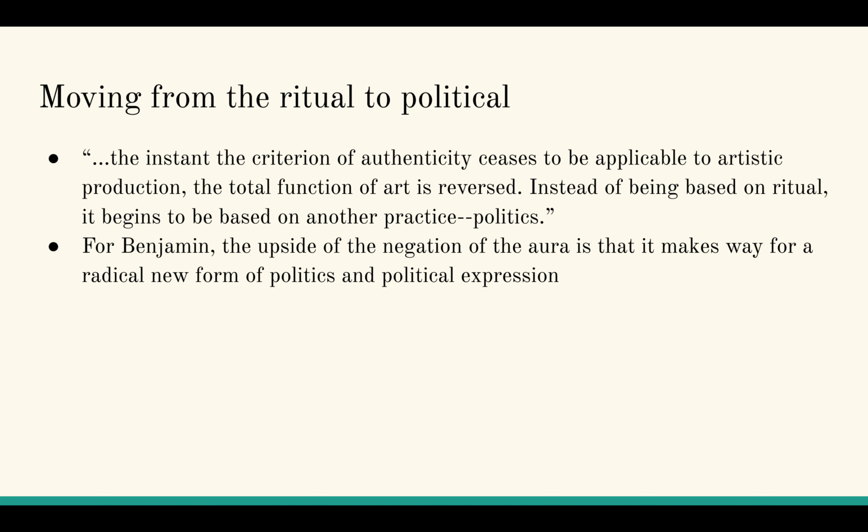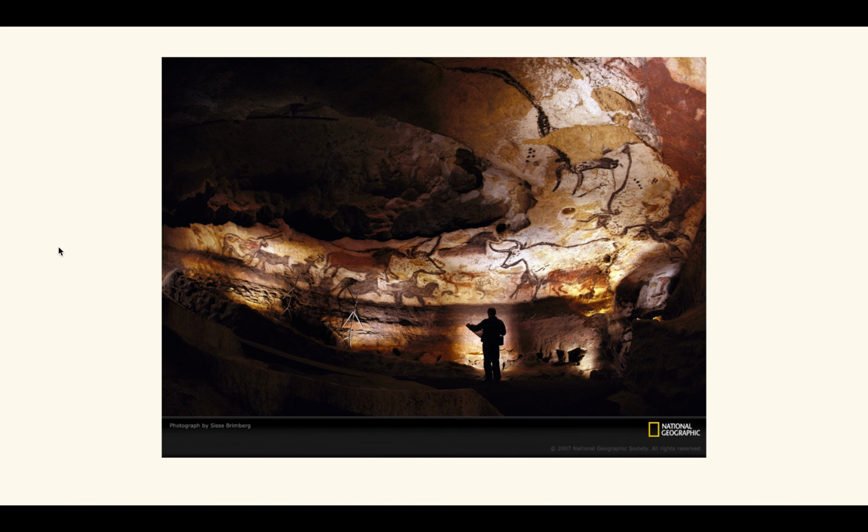So even though Benjamin is bemoaning the loss of the aura in artworks and so on, he thinks this is a bad thing, certainly. He still says, listen, though, when we change it by making it reproducible in this way, we take it out of the world of ritual and religion. As a consequence, it can be used politically. So the upside of the negation of the aura is that it makes way for a radical new form of politics and political expression. Art isn't about religion anymore. Now it can be about politics and a radical kind of expression.